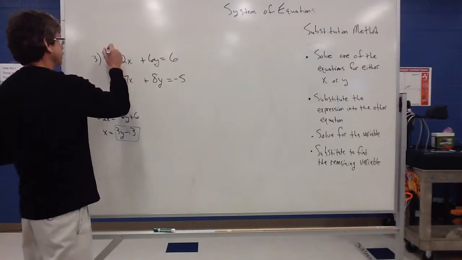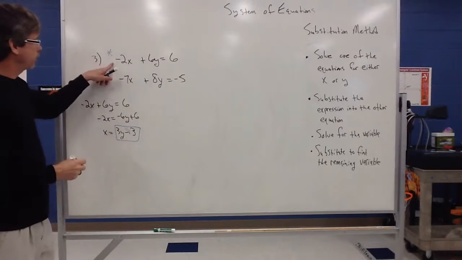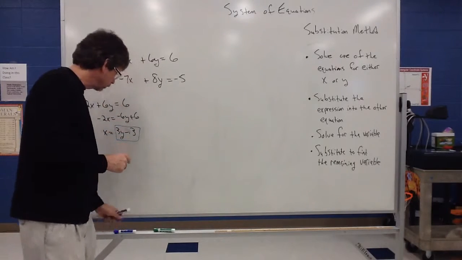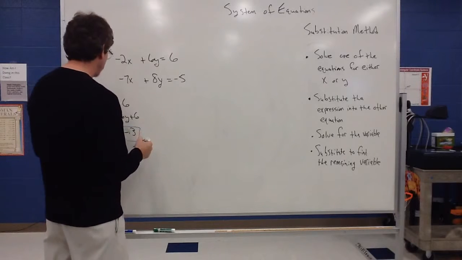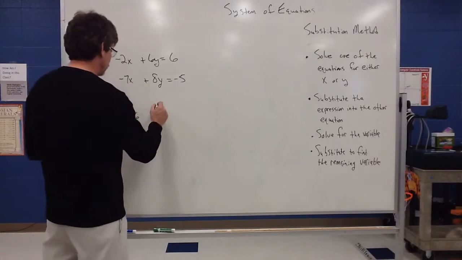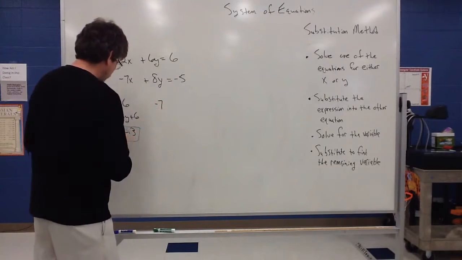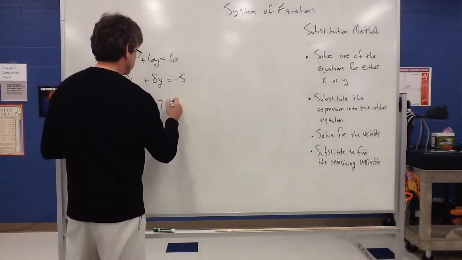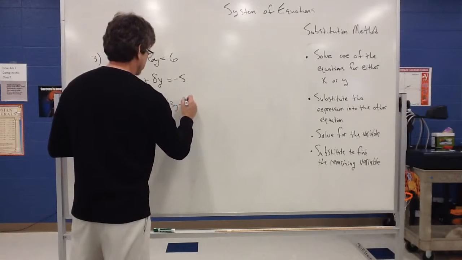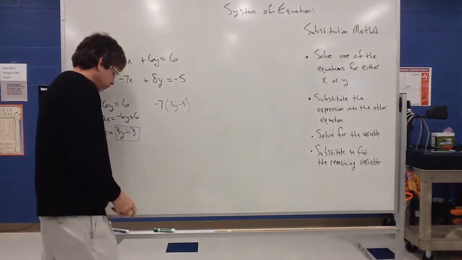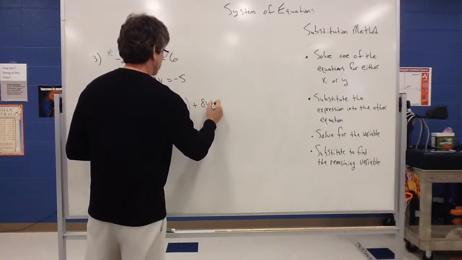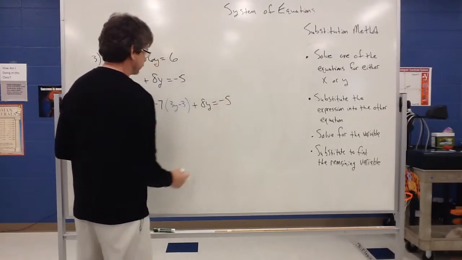Now I've got to remember, this is the one that I solved. I've got to use the other equation to substitute into. So my equation is going to be, and again, notice how I'm going to be substituting in for x this time. So I have a negative 7, and I'm going to replace x with this 3y minus 3. And then I have plus 8y equals a negative 5.